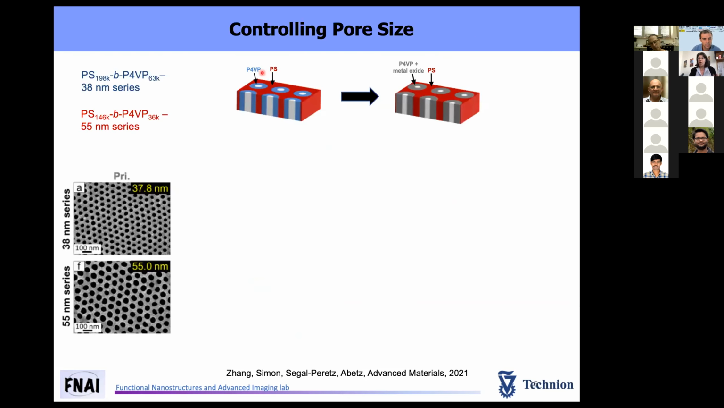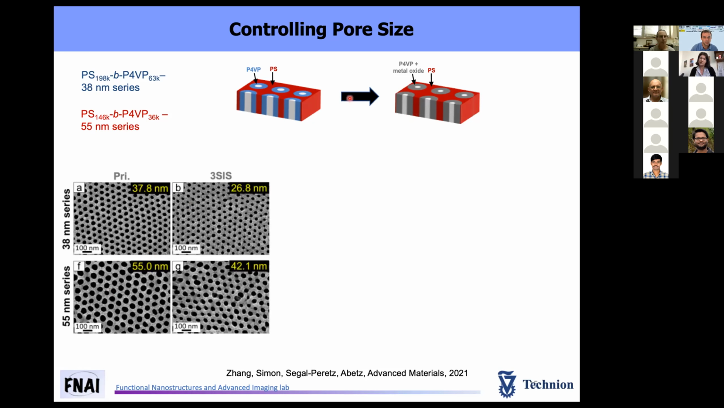So we start from a block copolymer system. This is polystyrene, poly-4-vinylpyridine. And polystyrene is quite inert to the SIS process, while P4VP is very reactive with the organometallic precursor. And we see here two examples of two different block copolymer systems with different pore size. And with just 3 cycles of SIS, we grow so much alumina in the P4VP that it swells, and we get a significant reduction in pore size.